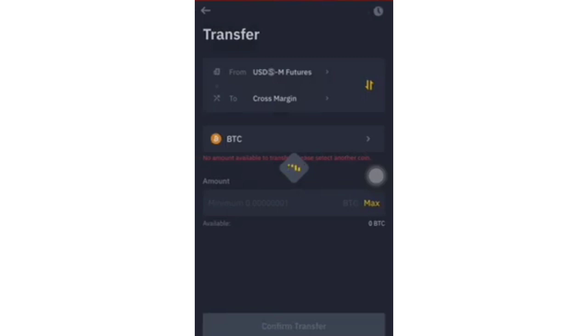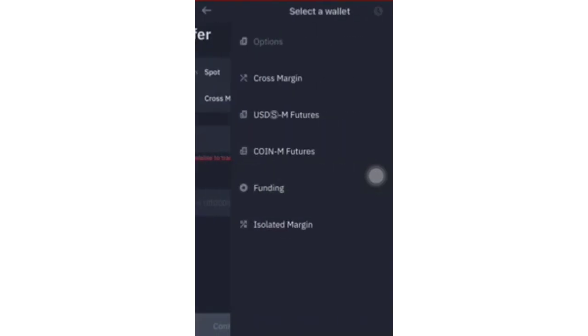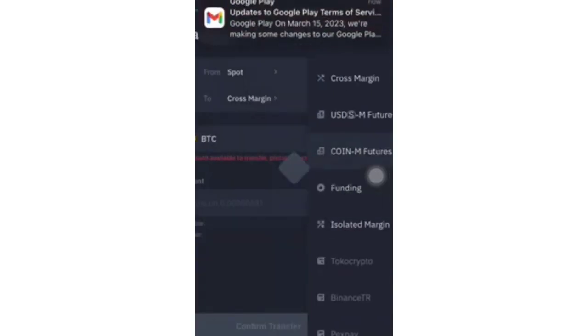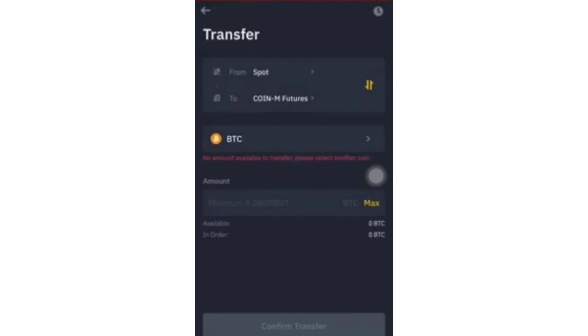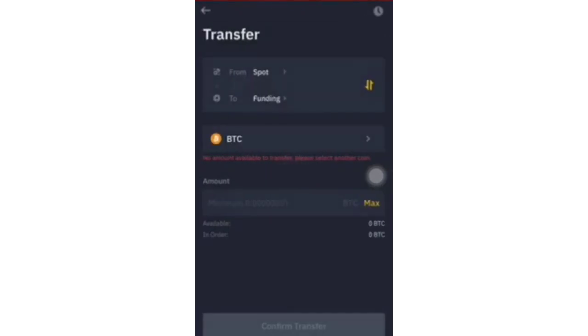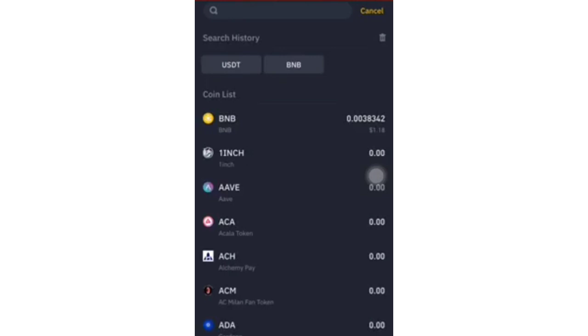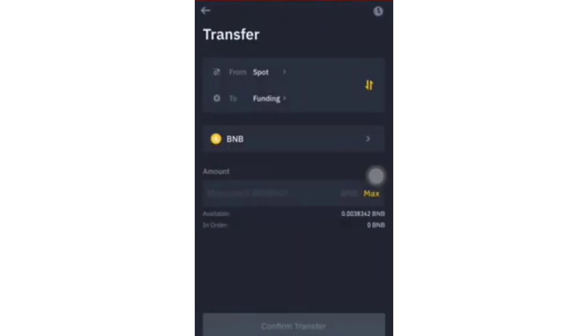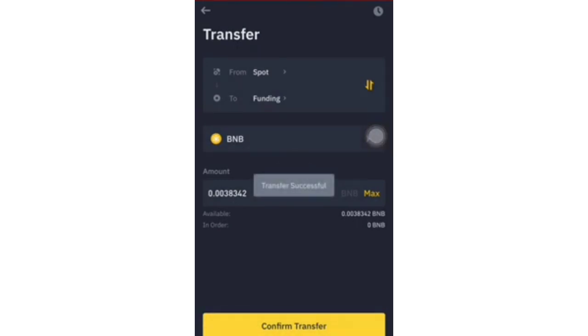Let's say I want to do this transfer to my P2P. P2P is going to go to funding, because P2P is under funding. Then you choose the coin or crypto that you want. Let's say BNB. I say max. I'm just showing you, for instance, whatever balance that I have, and I do transfer. Right now you can see transfer successful.